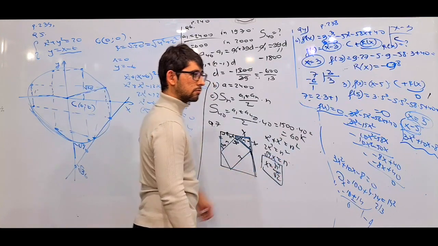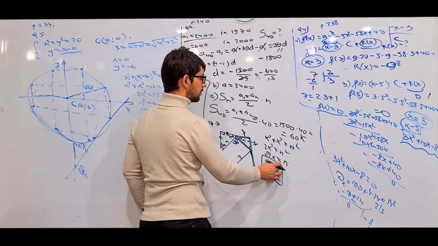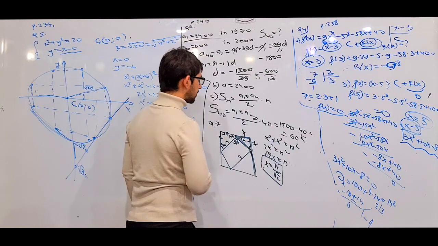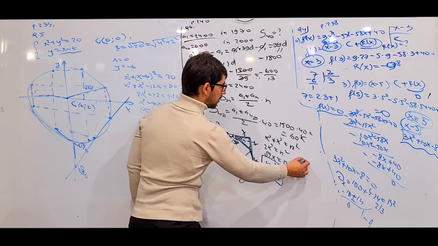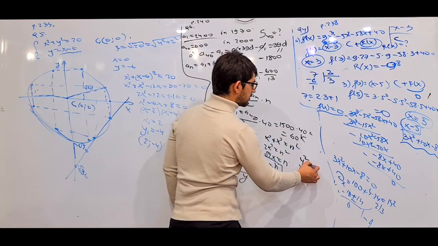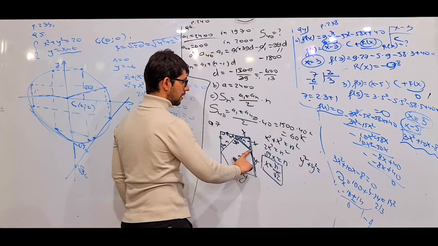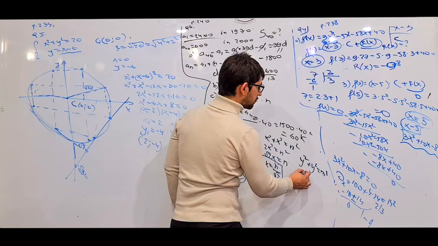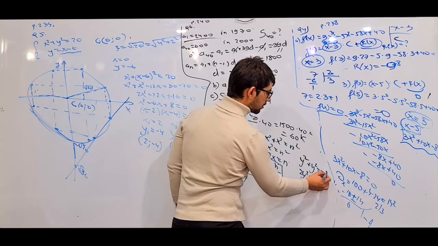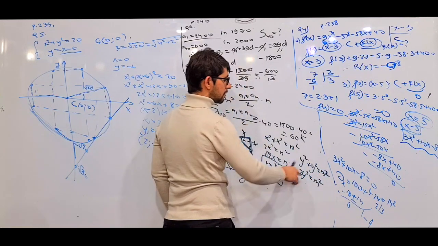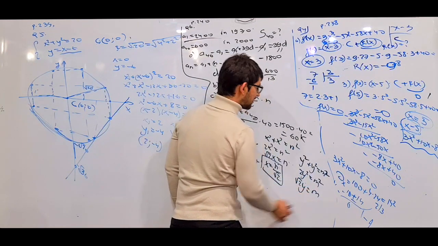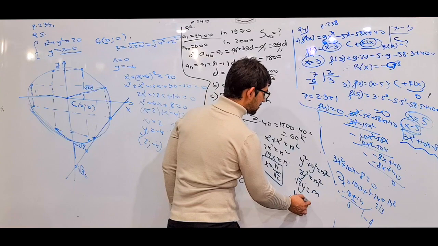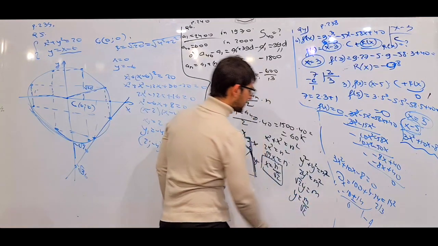N over square root of 2, right? M here is equal to y. y square plus y square equals m square. So 2y square equals m square. You take the square root of both sides, and you divide by square root of 2, so y equals m over square root of 2.